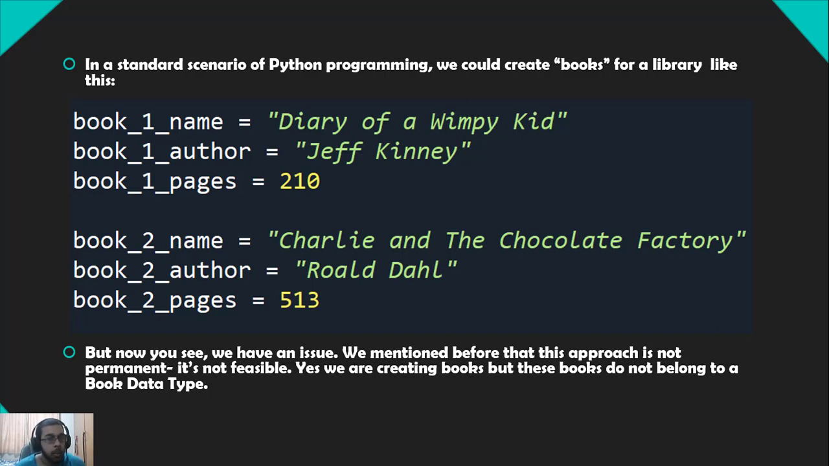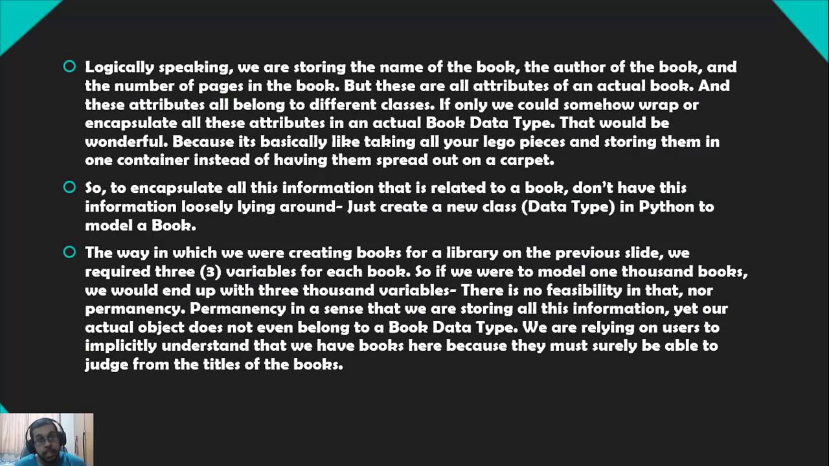But now you see, we have an issue. We mentioned before that this approach is not permanent, it's not feasible. Yes, we are creating books, but these books do not belong to a book data type. Logically speaking, we are storing the name of the book, the author of the book, and the number of pages in the book. But these are all attributes of an actual book, and these attributes all belong to different classes.